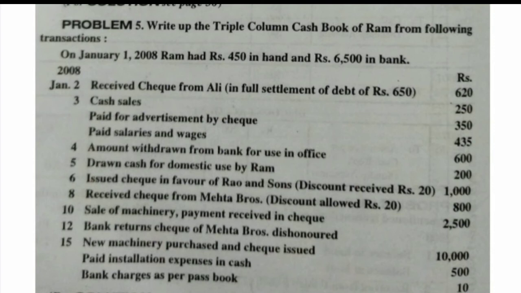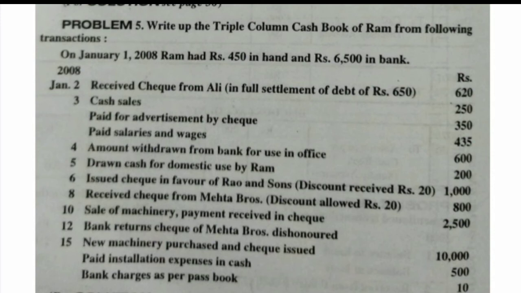Issued check in favor of Rao and Sons, discount received rupees 20. Okay, we have issued the check amounting rupees 1000 and we have received the discount of rupees 20. So the amount we need to pay Rao and Sons is 1020, but we are paying only rupees 1000, as we have issued only a check of rupees 1000 and we are receiving the discount.